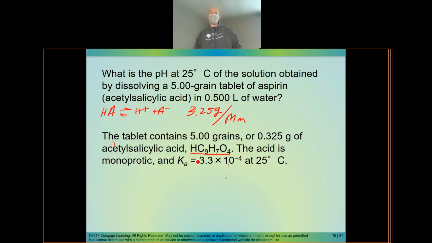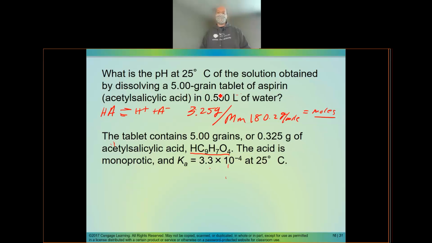And so you got to add up 1 plus 9 times 12 plus 7 plus 16 times 4. And you get, I think, 180.2. That's right. So you take your mass divided by your molar mass, and that's going to give you your moles. And we want our initial concentration, so we have to divide that by liters.